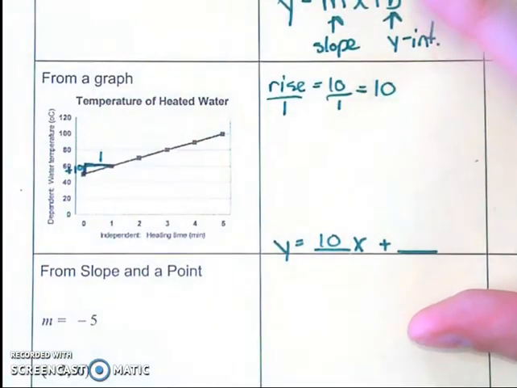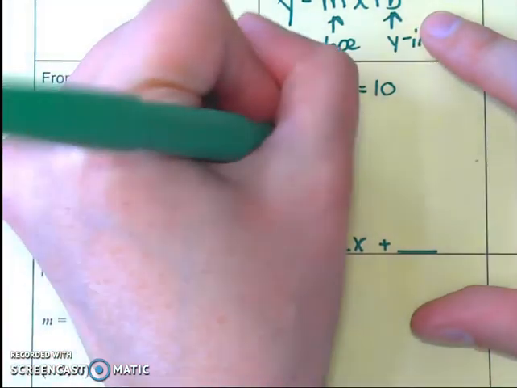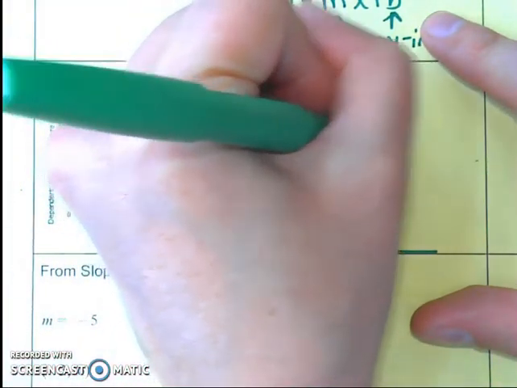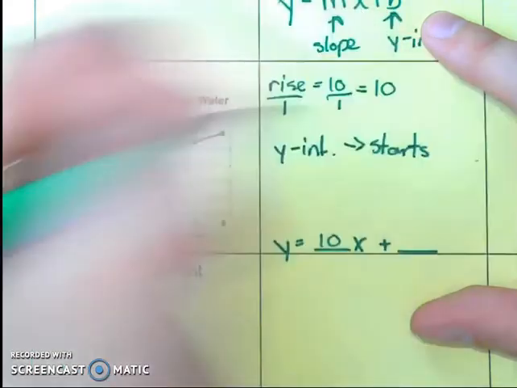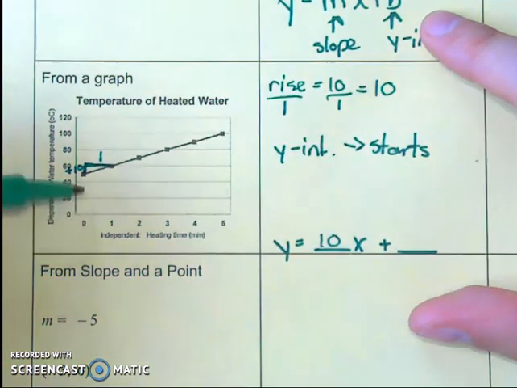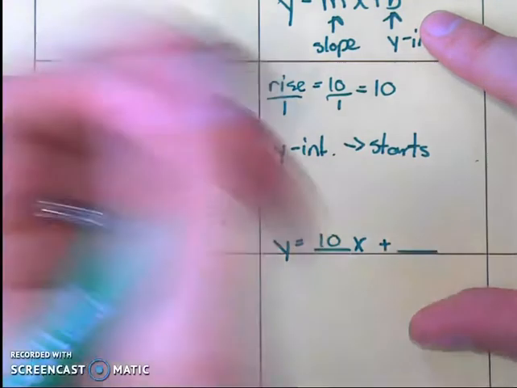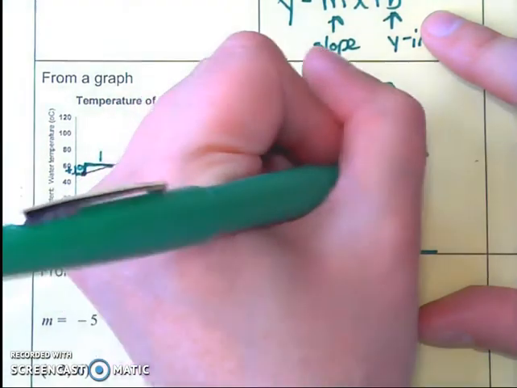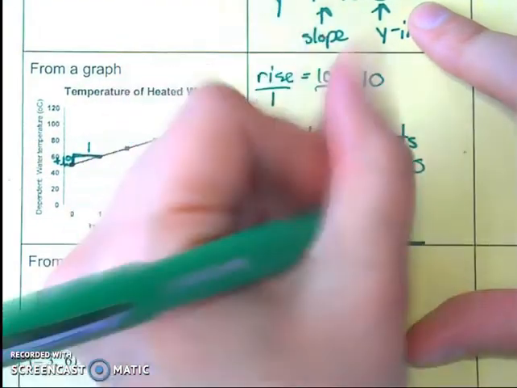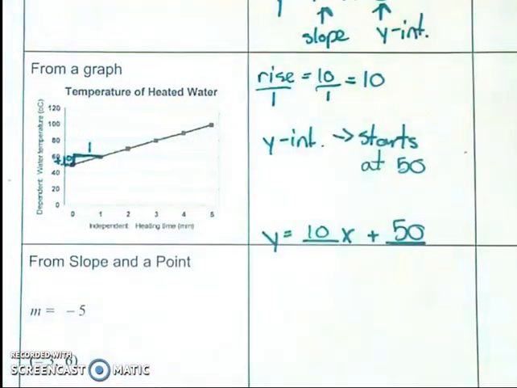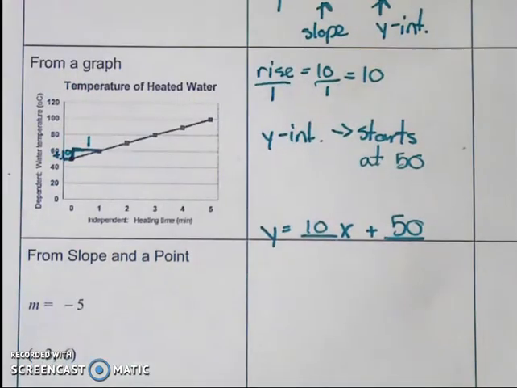Now, to find our y-intercept, remember our y-intercept is where it starts, or what it is at 0. This graph is a little bit different in that 0 starts right here, so if we go up to where 0 hits the graph, that starts at about 50. So that means our y-intercept is going to be plus 50. Done. Graphs are really nice.